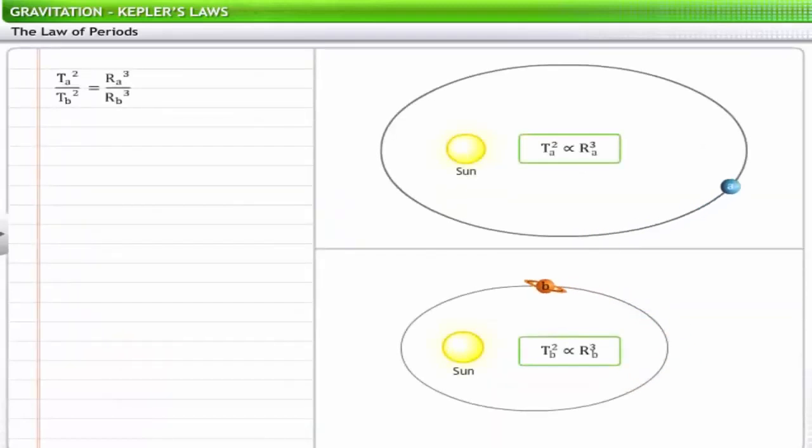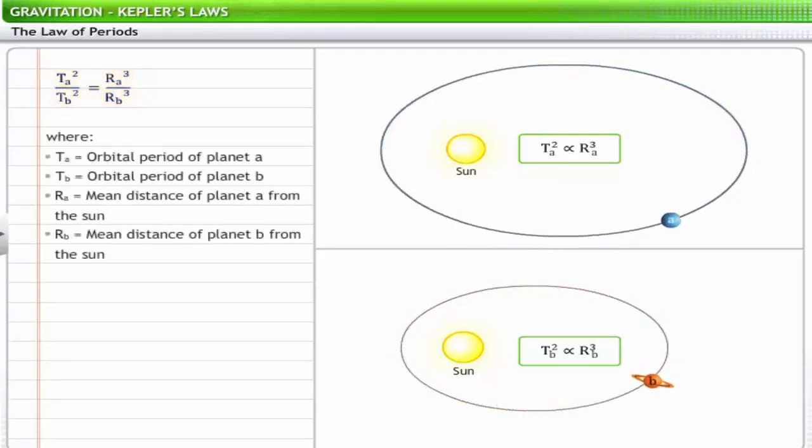If we consider 2 planets, A and B, and compare their mean distances from the Sun and orbital periods, we get the relationship as TA squared divided by TB squared is equal to RA cubed divided by RB cubed, where TA is the orbital period of planet A, TB is the orbital period of planet B, RA is the mean distance of planet A from the Sun, and RB is the mean distance of planet B from the Sun.